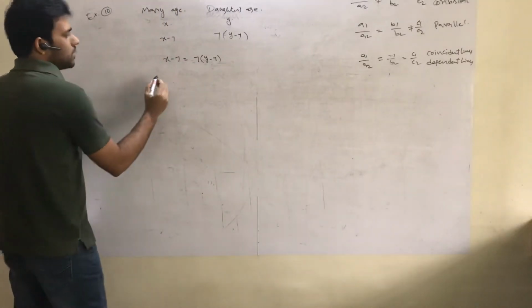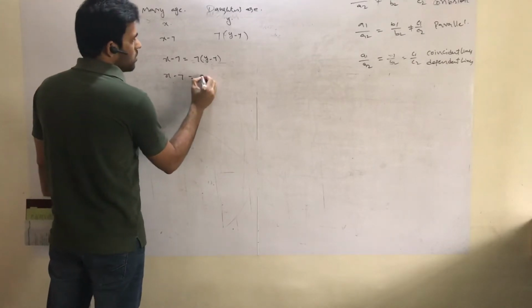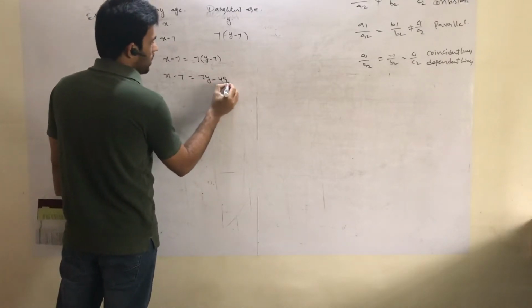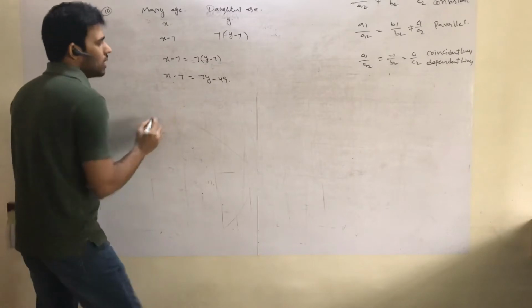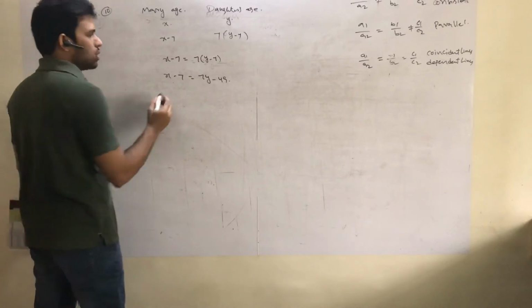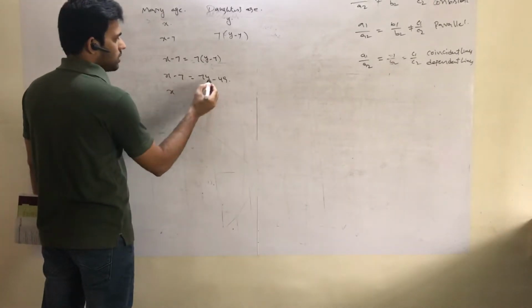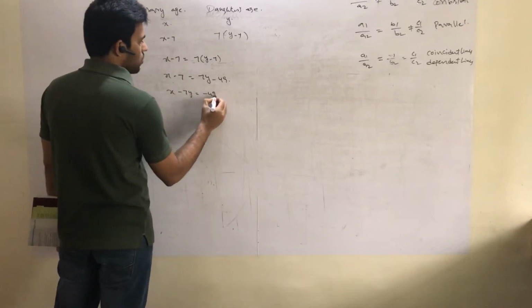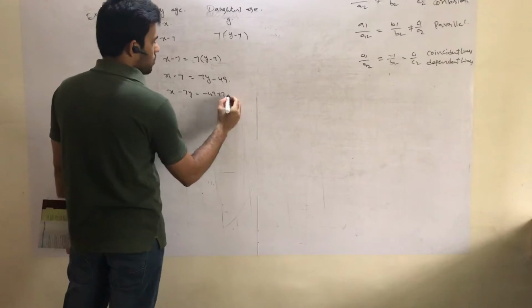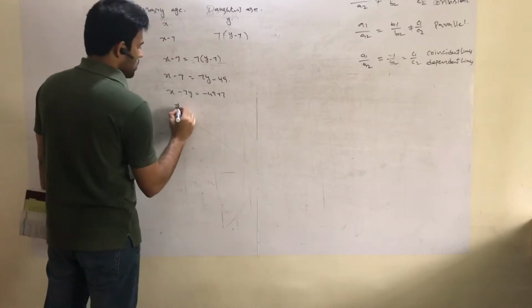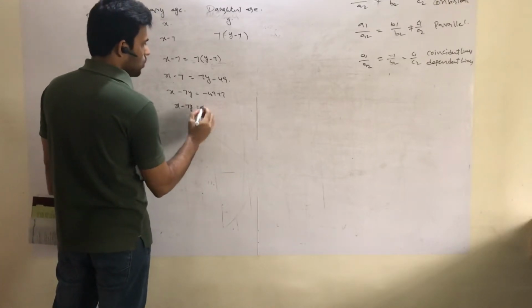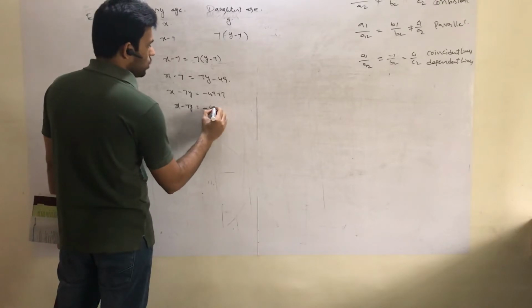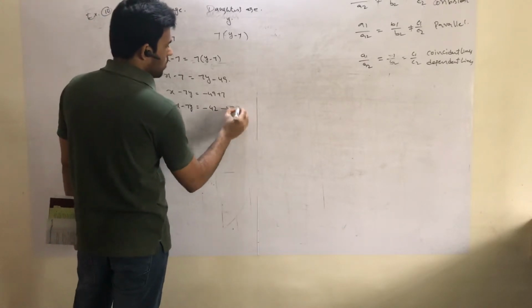If you solve this equation, X minus 7 becomes 7Y minus 49. So if you write it in the AX plus BY equal to C form, that means X, and the 7Y if you send it to this side becomes minus 7Y, and this minus 49 plus 7. So minus 49 plus 7 becomes, so X minus 7Y equal to minus 42. So this is equation number 1.